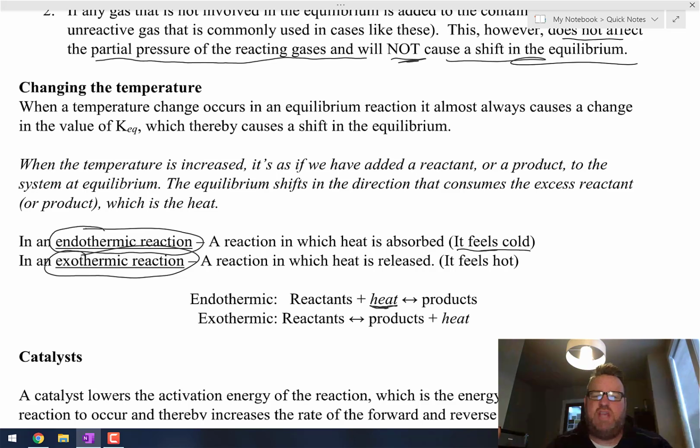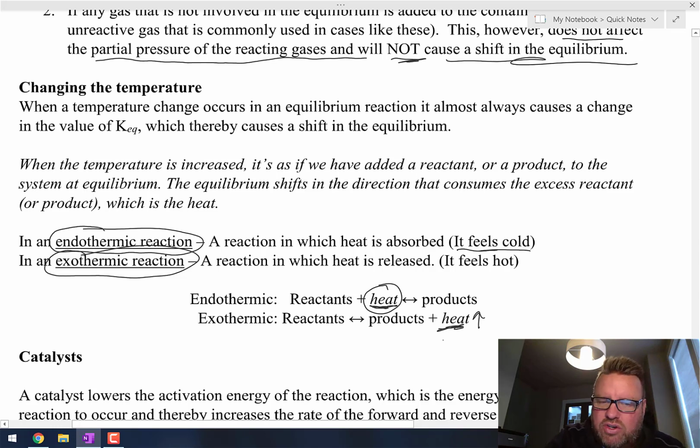It's producing energy. And notice that the energy, the heat, is on the product side. So all you need to remember from this is endothermic: heat is on the reactant side. Exothermic: heat is on the product side. And then if I raise the temperature, let's look at exothermic. If I raise the temperature, that means I'm increasing the heat.